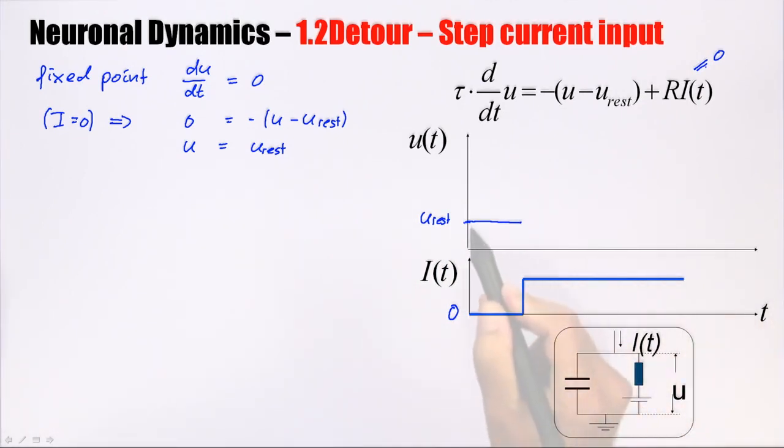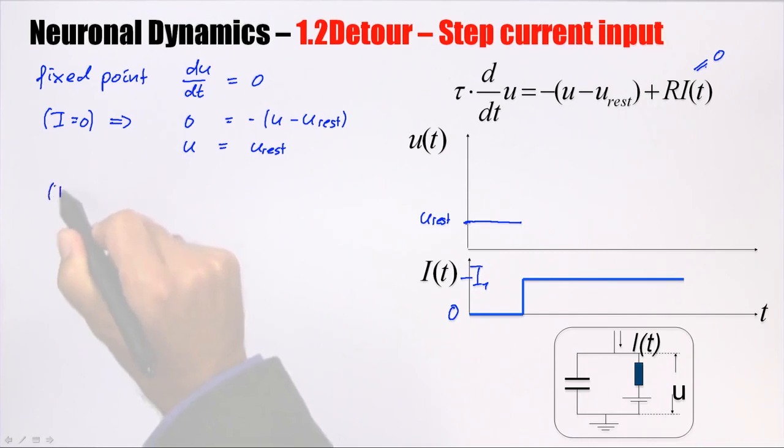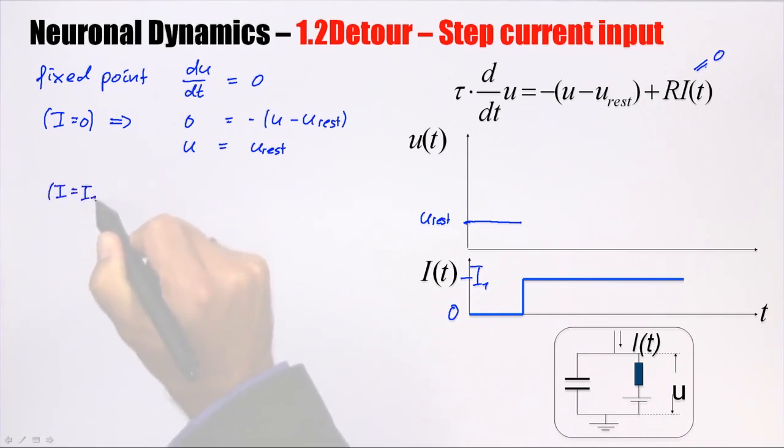So we know that while the current is 0, u equal u rest is a solution. Supposing that we started at u rest, there's no need that the evolution changes, so we stay fixed at the level u rest. Now we apply the step current. After the switch, the step current has a new value, I1. So let's do the same thing again. We look for a fixed point, but now I is equal to I1.